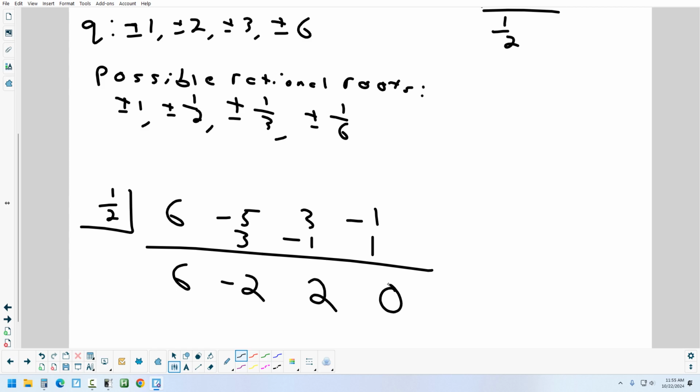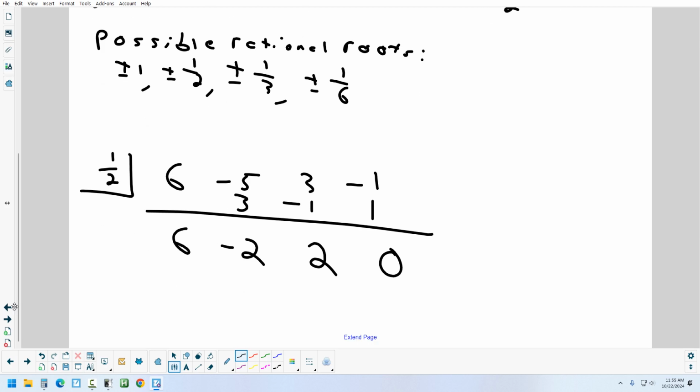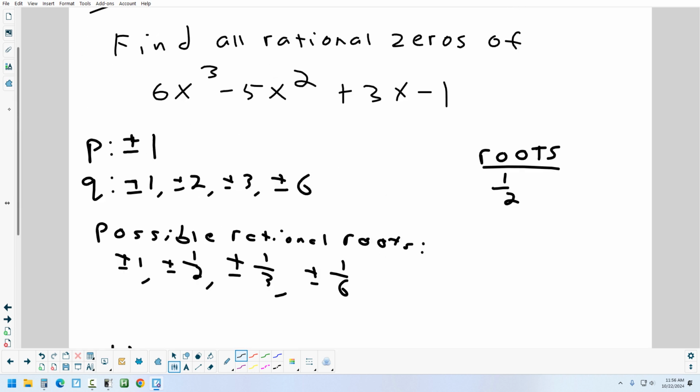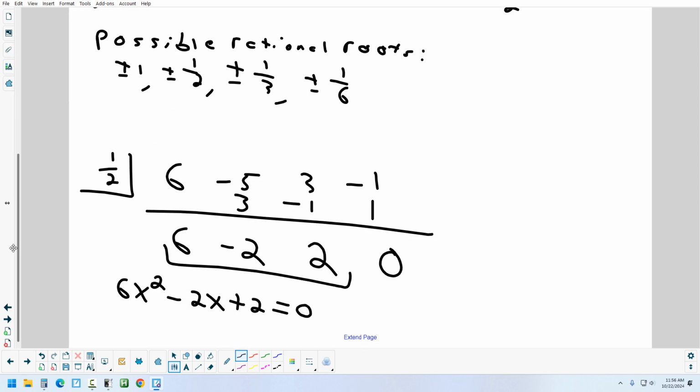What we're interested in is the quotient. What is that when you write it out? 6x squared minus 2x plus 2. Set the quotient equal to 0 and solve it. But now we can definitely solve it because it's a quadratic. It's no longer a cubic.